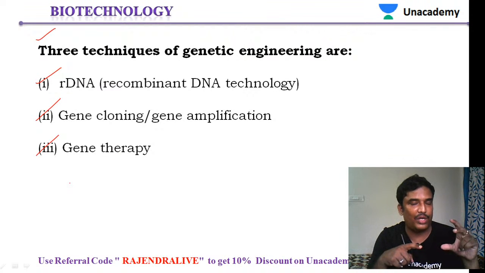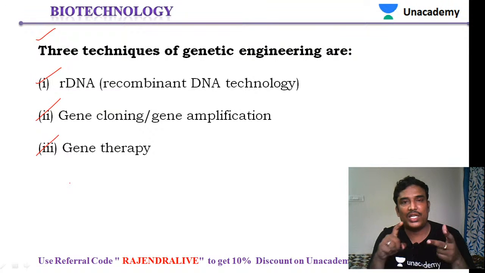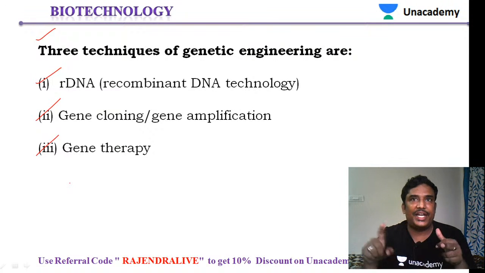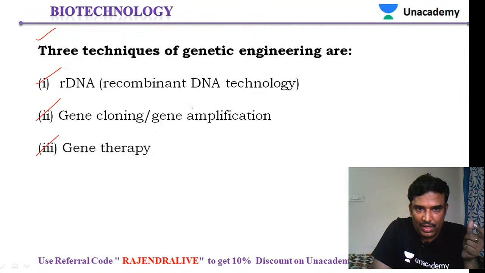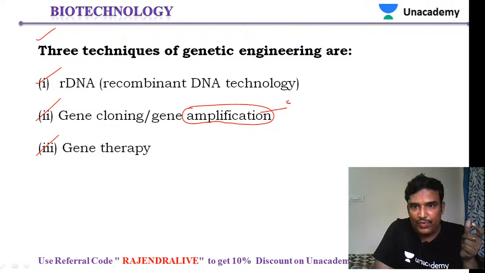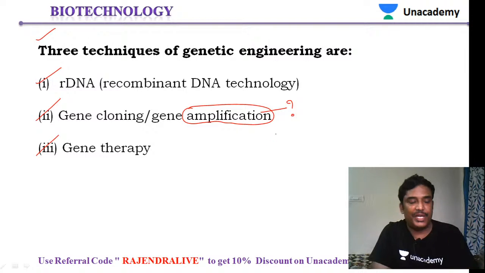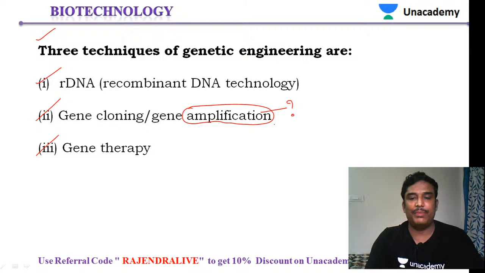This is another important point to remember for multiple choice questions. They will ask you what the three techniques in genetic engineering are. The three techniques are recombinant DNA technology, gene cloning or gene amplification, and gene therapy. Can anybody tell me how we do gene amplification, students? By using which technique can we amplify the gene?